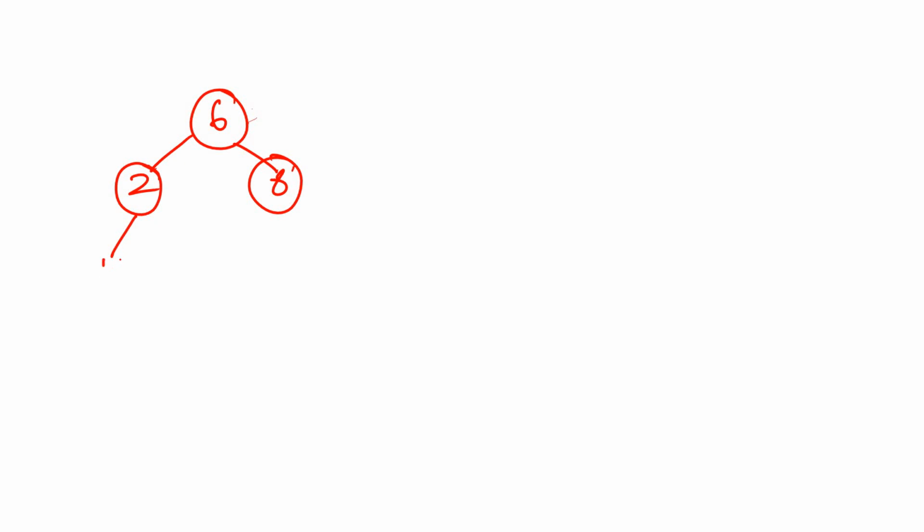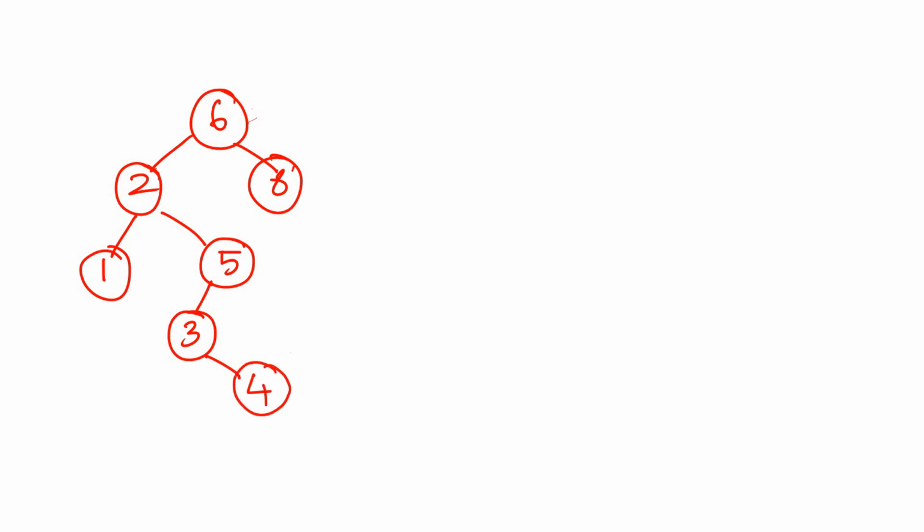8, 1, 5, 3, 4. So now I want to remove 2. So I am making 2 as my x. So this is my right subtree of my 2. So which is minimum among these numbers? 5, 3, 4. I need to identify the minimum of the right subtree. So 3 is the minimum value, minimum element.